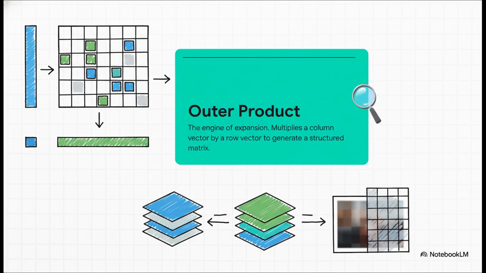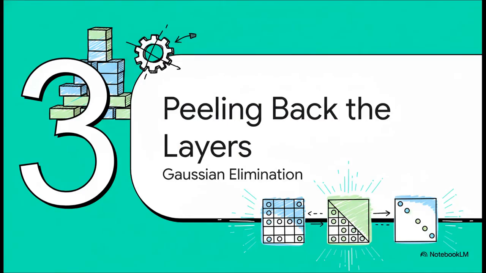So if these products are building blocks, how do we actually use them to solve really complex systems? Well, we do it by peeling back the layers, and the tool for that is Gaussian elimination. Now, hang on, I know what you're thinking. Ugh, tedious high school math, right? But trust me, we're going to reframe this. We're going to look at it as a really powerful process of discovery.